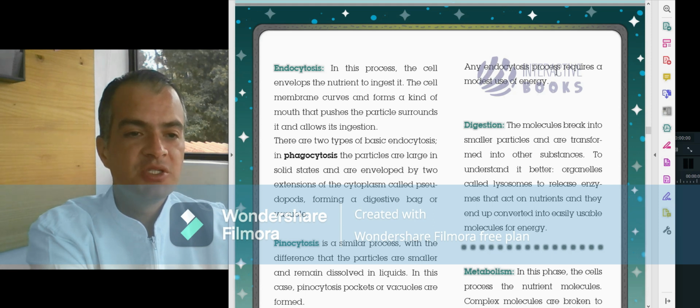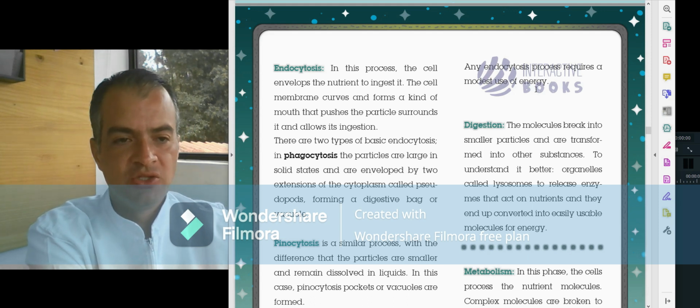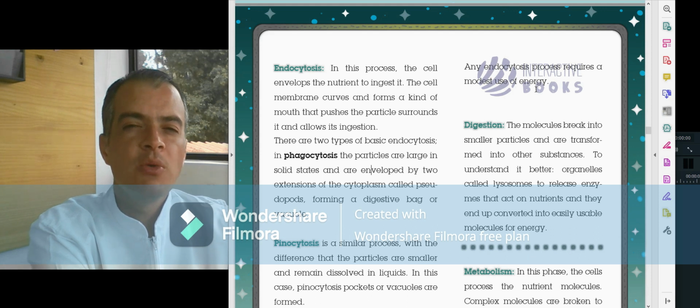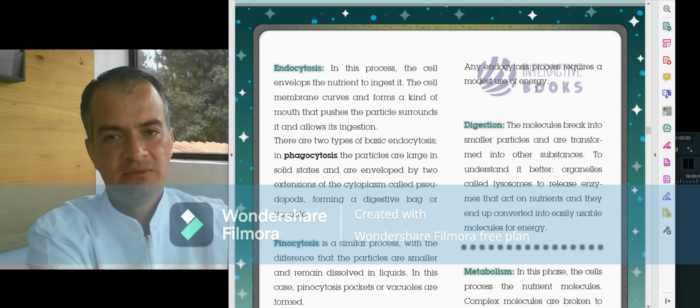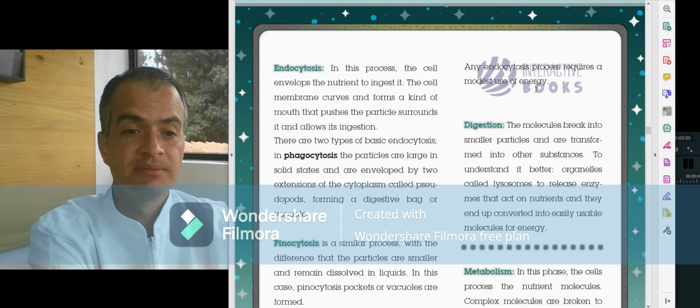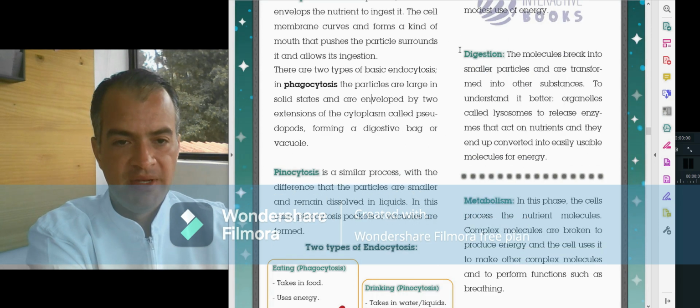Any endocytosis process requires a modest use of energy. Cualquier proceso de endocitosis requiere un modesto uso de energía. O sea, utiliza energía poquita, pero utiliza. Listo. Entonces vamos a mirar.